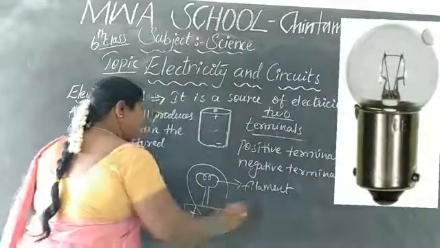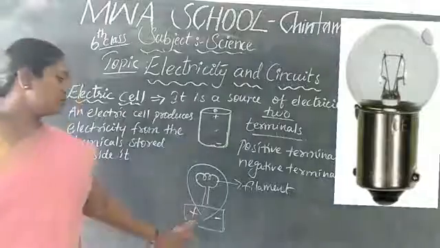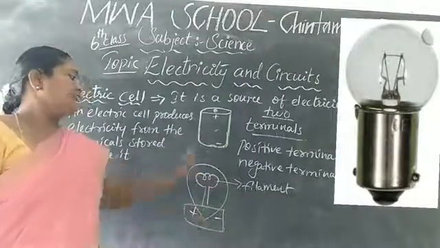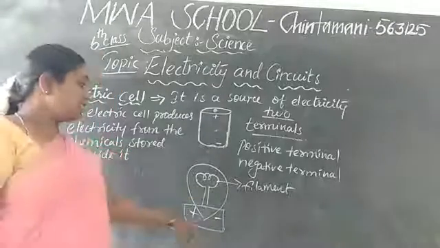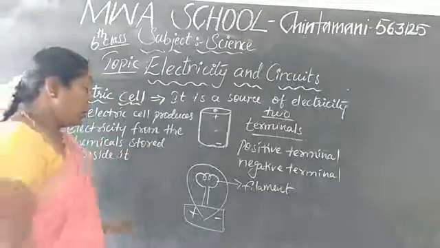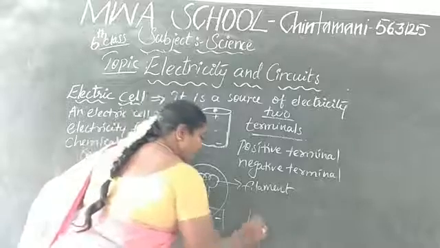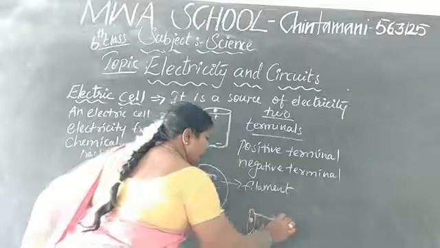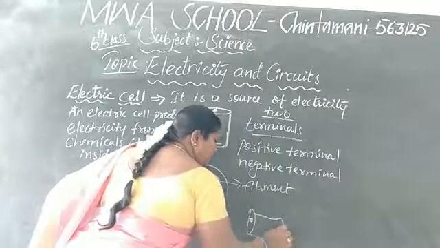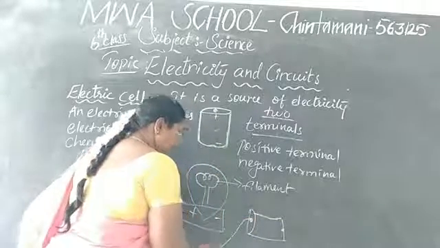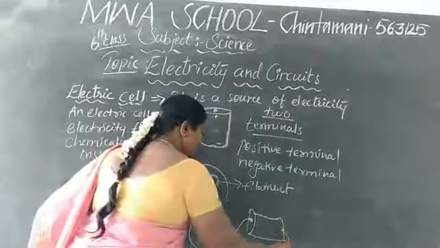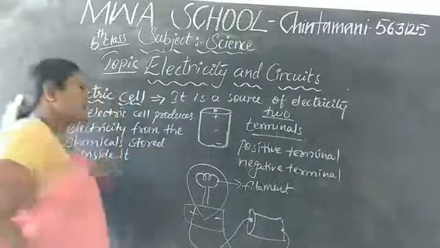Here, one positive and one negative will be. So there are 2 terminals, and inside the bulb the filament will be. If the cell is connected to this bulb, how will the cell be connected? One will be the positive for the cell and one will be the negative. The positive side will be connected to the positive and the negative will be connected to the negative.